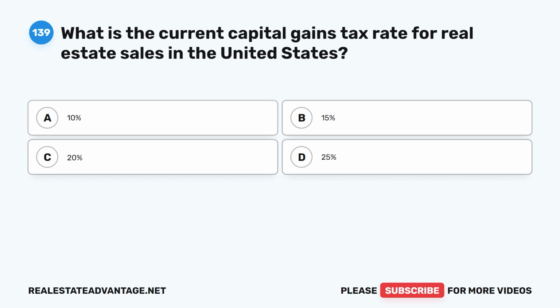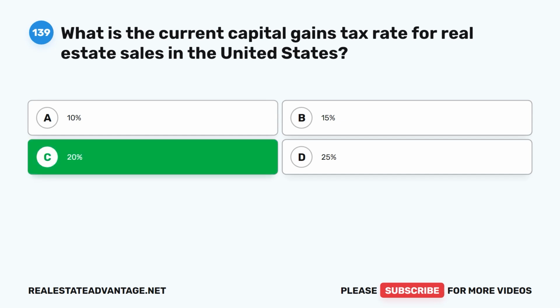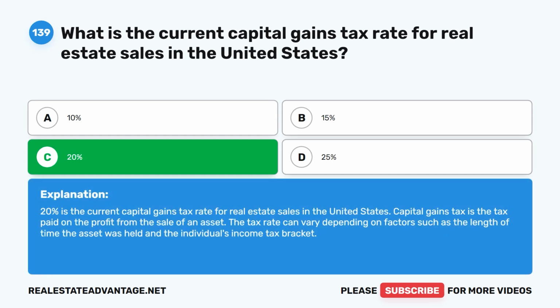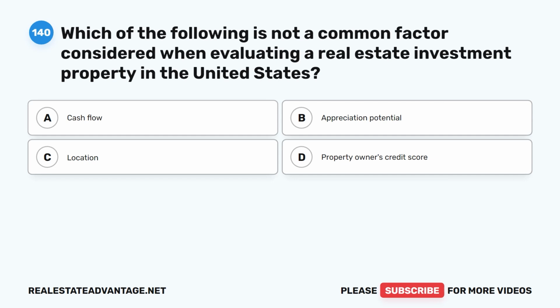Question 139. What is the current capital gains tax rate for real estate sales in the United States? A. 10%, B. 15%, C. 20%, D. 25%. The correct answer is C, 20%. 20% is the current capital gains tax rate for real estate sales in the United States. Capital gains tax is the tax paid on the profit from the sale of an asset. The tax rate can vary depending on factors such as the length of time the asset was held and the individual's income tax bracket. Question 140.